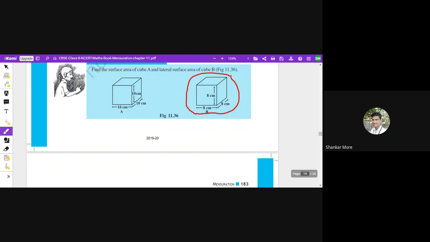Eight square is 64 and into six. Six fours are 24. Six sixes are 36. Yeah, 384 centimeter square.